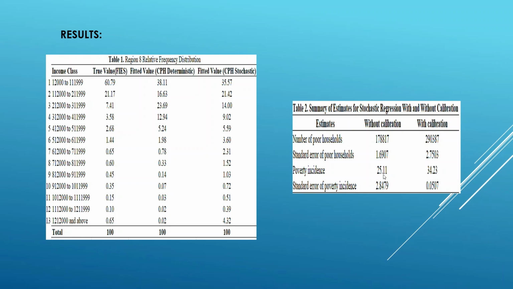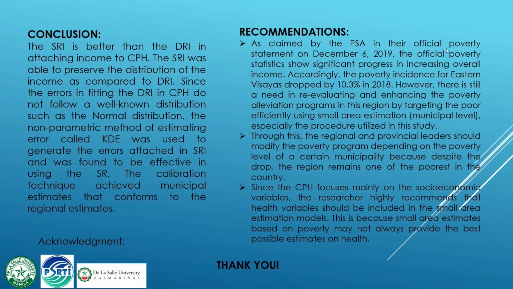This does not mean that the stochastic regression models are wrong, since the FIES estimates are subject to sampling error and may in some cases be further from the true values. FIES estimates were used to calibrate the produced estimates of stochastic regression in CPH. In conclusion, the stochastic regression imputation, or SRI, is better than the deterministic regression imputation, or DRI, in attaching the income to CPH. The SRI was able to preserve the distribution of the income as compared to DRI.